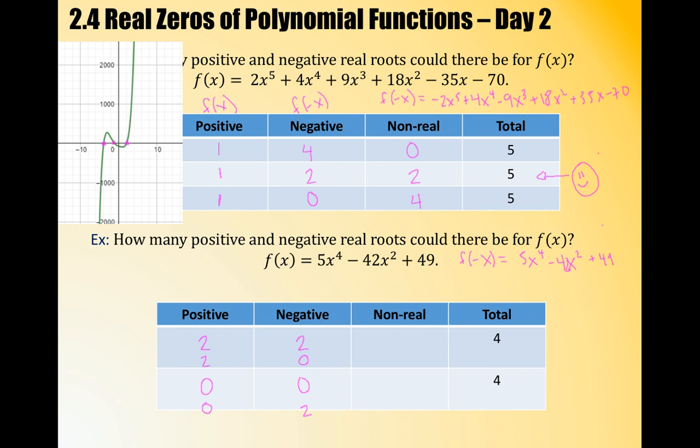If it was 2 and 2, there's going to be no non-real. If it was 2 and 0, there's going to be 2 non-real. If there's 0 and 0, there's going to be 4 non-real. And if there's 0 and 2, there's going to be 2 non-real there.